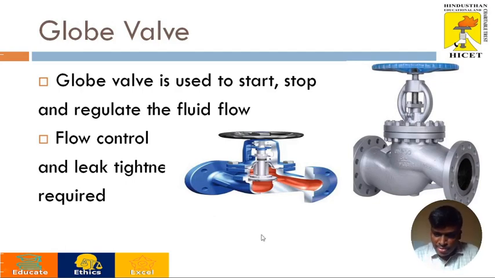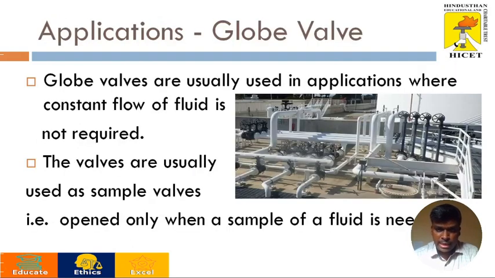Globe, as the name itself, so this is the globe disc, globe valve. This is used for stop purpose, as well as regulation also we can use it. And it's completely used for tightened applications where the flow can't escape. Globe valves are mainly used for sample applications. So this is the exact usage of globe valves in industries, and it's mainly used for manufacturing industries.